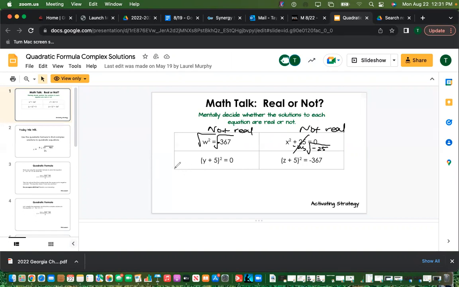Can you take a moment and try the next two? Tell me if they're going to be real or not real. Okay, when we take the square root, that would give us y plus 5. And when we take the square root of 0, that would just give us 0. So this would be an actual number, right? So that would be a real solution. If I take the square root of these, I have a negative underneath the radical. So what is that going to mean? Not real. Fantastic.